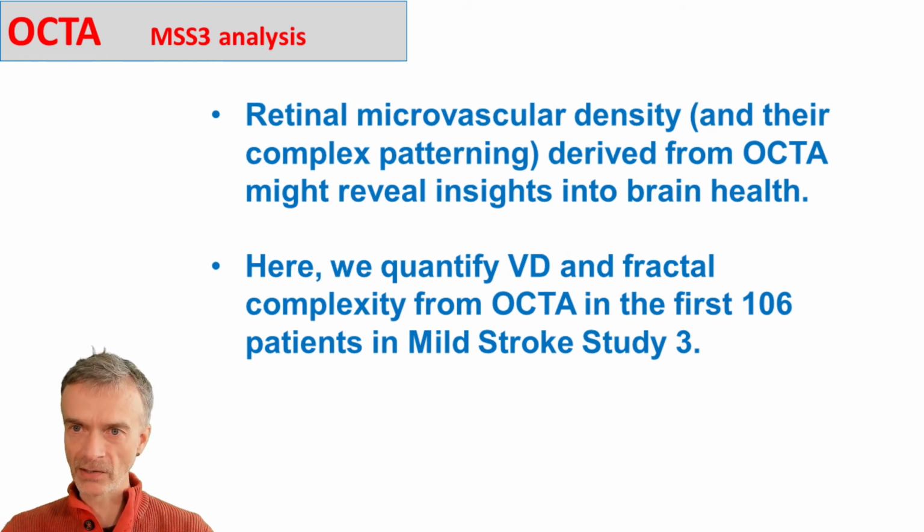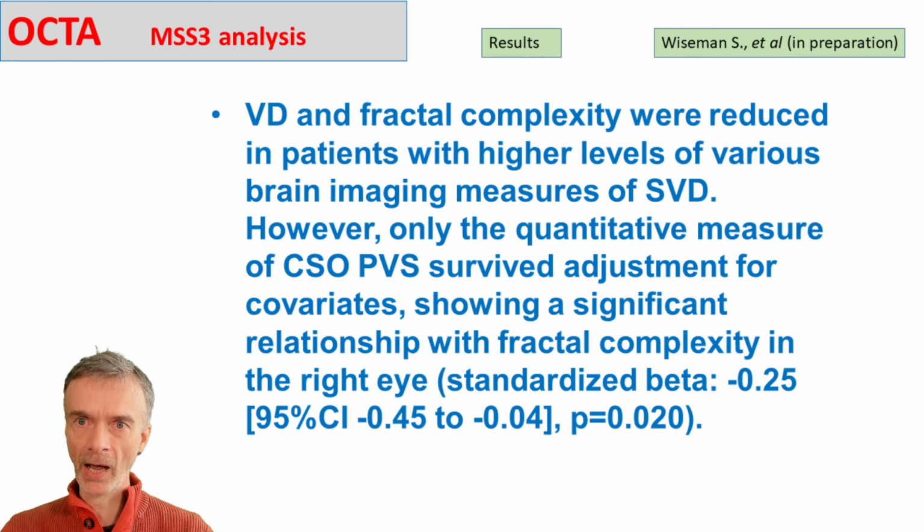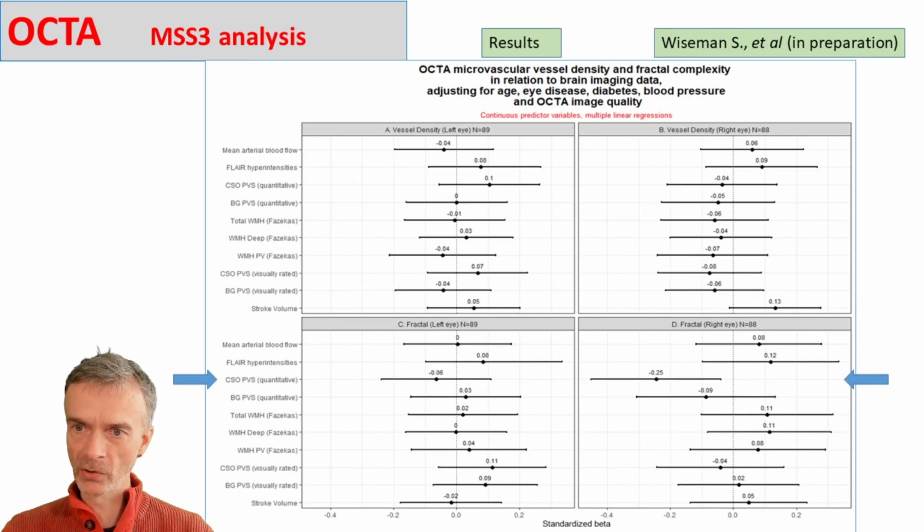Here we quantified vessel density and fractal complexity from the OCTA data in the first 106 stroke patients. In terms of our findings, we found that vessel density and fractal complexity were reduced in patients with higher levels of various brain imaging measures of small vessel disease. However, only the measure of perivascular spaces survived adjustments for covariates, showing a significant relationship with fractal complexity in the right eye. And we're just about to publish this, hopefully. And here we can see that this one here was the significant relationship, so it's not touching this middle line, and that was perivascular spaces in the centrum semiovale in the brain showing a relationship with fractal complexity in the eye.